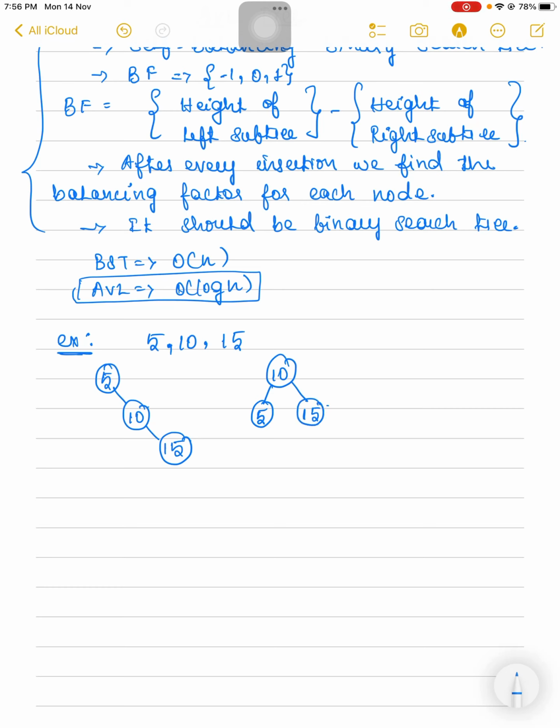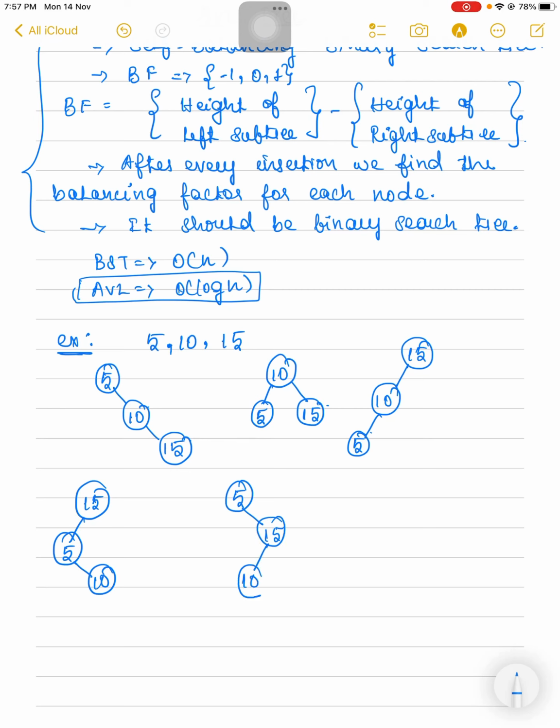15 can act as the root node, 10 will fall on the left side of 15, and 5 will fall on the left side of 10. Otherwise, with 15, 5 and 10, we can make it like this also, or else 5, 15, 10. So like this, several different combinations are possible. Out of all these, let us number them: this is number 1, 2, 3, 4 and 5.